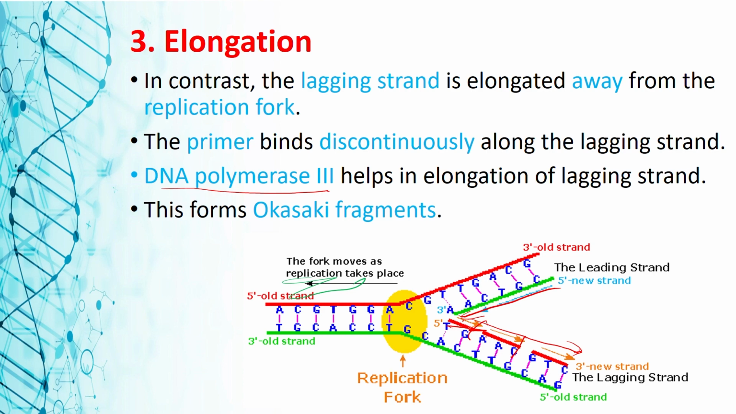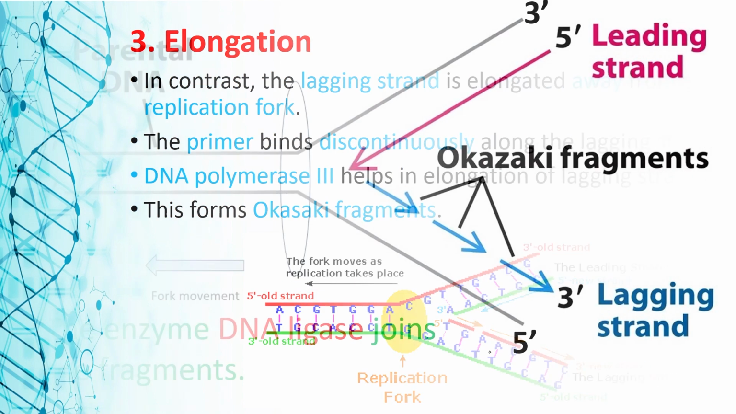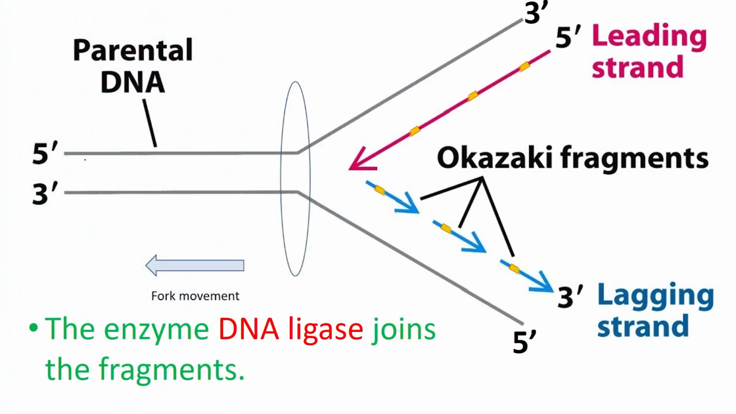Okazaki fragments. What is the name? It is known as Okazaki fragments. Now here you can see this is the parental strand, and these gray color strands are the parental strands. The replication starts from the 3' end. So the leading strand forms towards the replication fork, see, the arrow is showing that, whereas the lagging strand formation is away from the replication fork, that means from the 3' end to 5'.